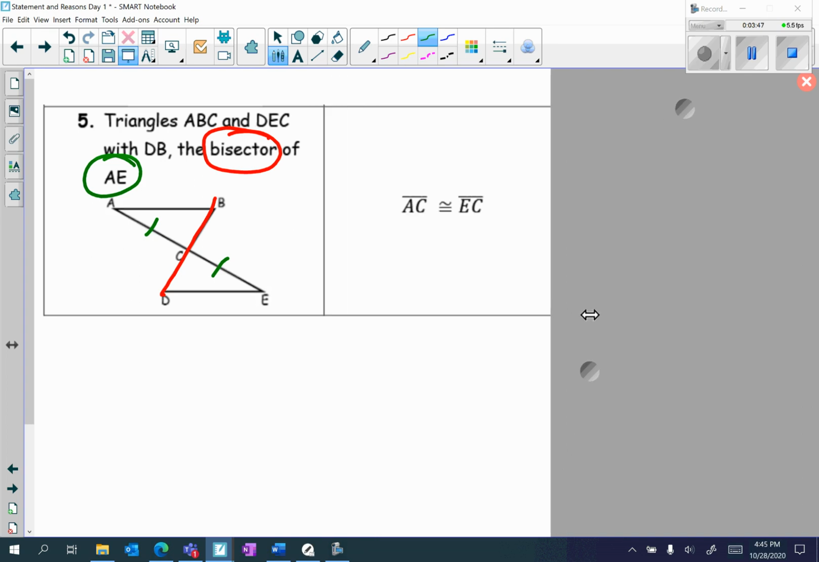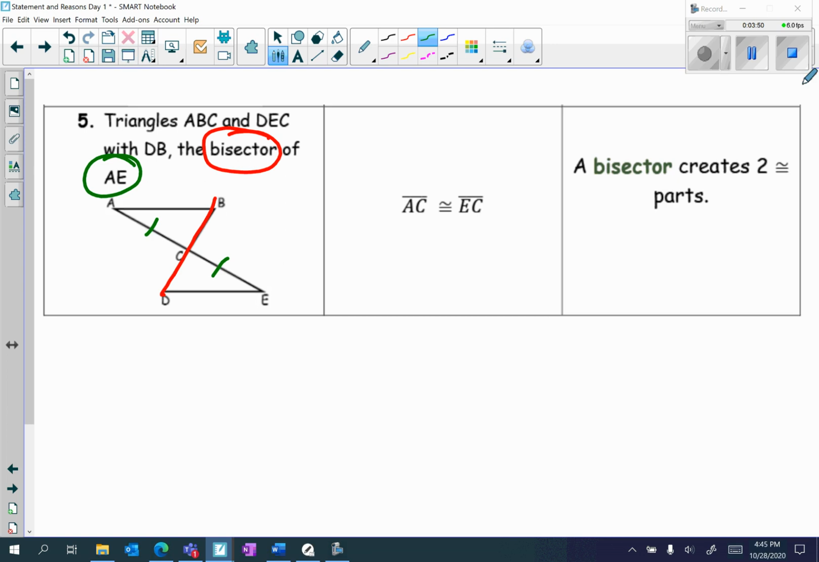That's going to be my statement. And again, my reason is the definition of a bisector. A bisector creates two congruent parts.